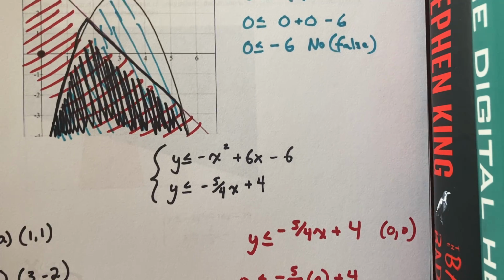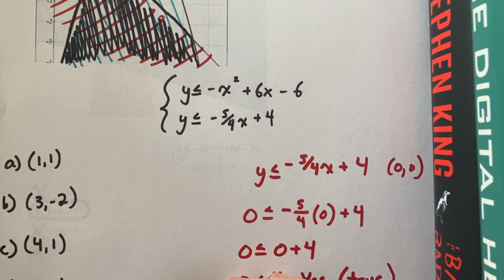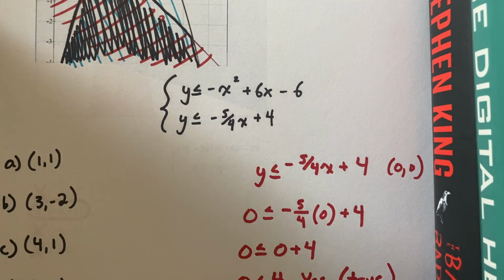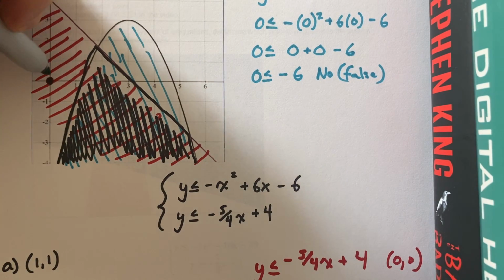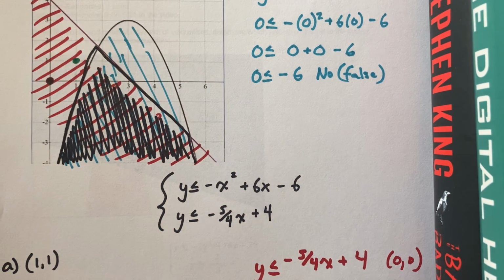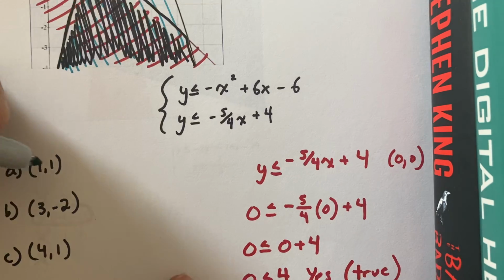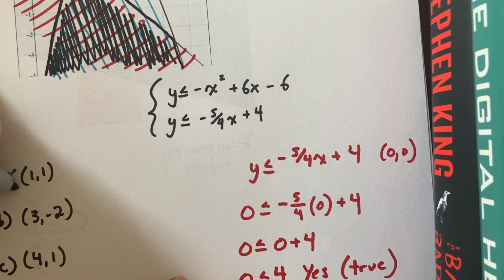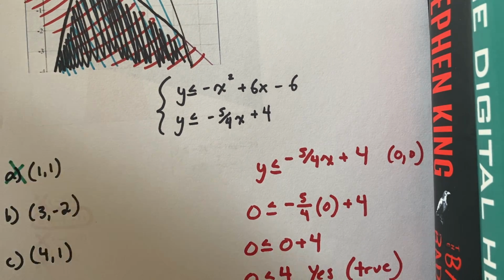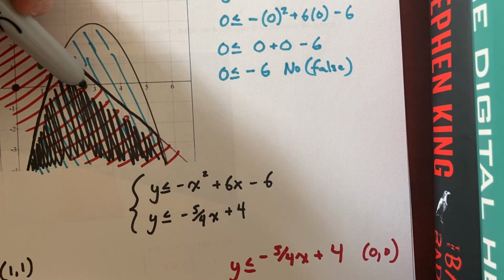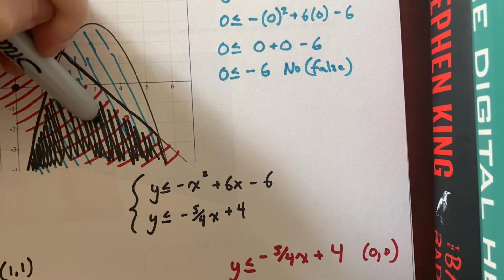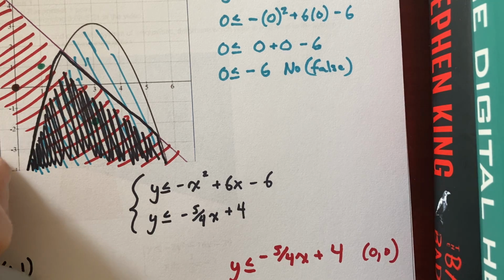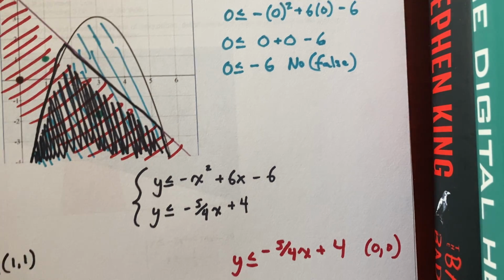So now let's come down here and check our answer. The point (1, 1) is right here. Therefore, it is not in that black shaded area, so I can get rid of (1, 1). Next, (3, -2). Over 3, down 2. That point does fall in that black area, so that is definitely a solution.